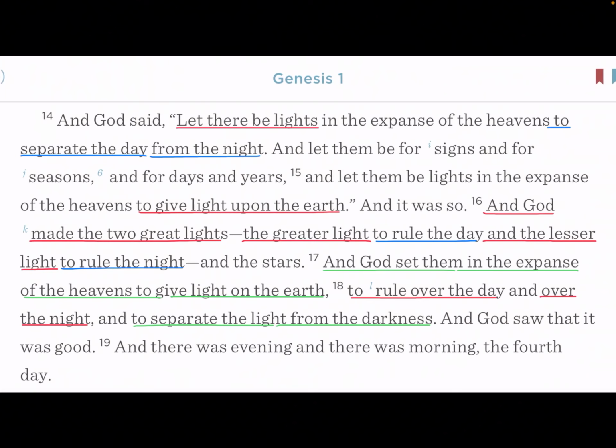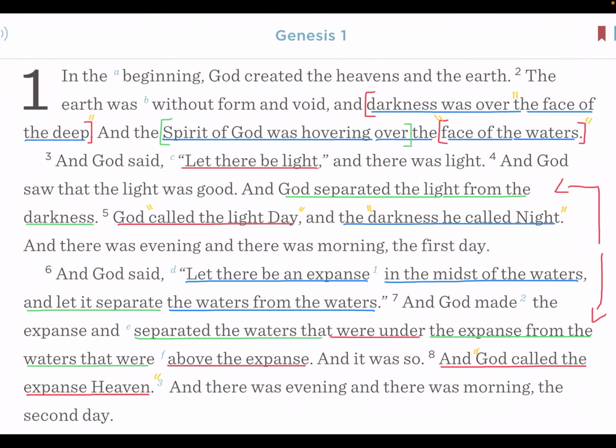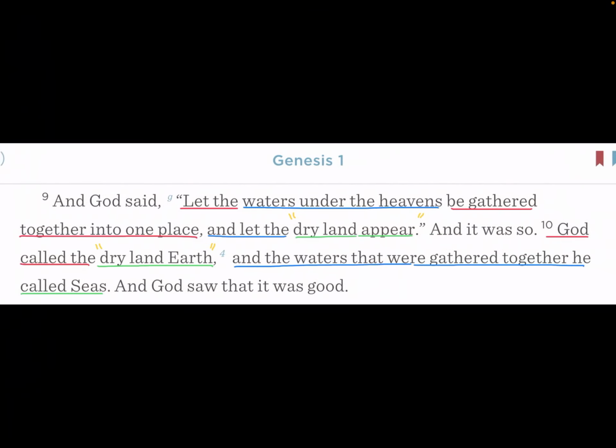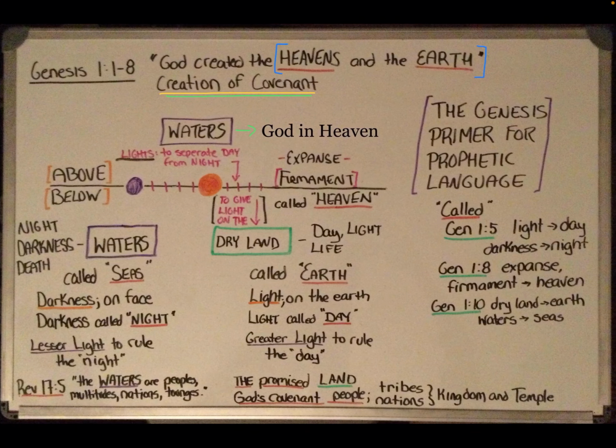So we got a lot of the similar language that we just read that was established only a few verses before. So to help bring this all together, we have the darkness, we have the above, the below, we have the light being called day, the darkness being night, we have the waters with the darkness over them. So let's just put this all together, the dry land being called earth, and let's map this out. And that's what I've done here. So this is the God created the heavens and the earth, the covenant.